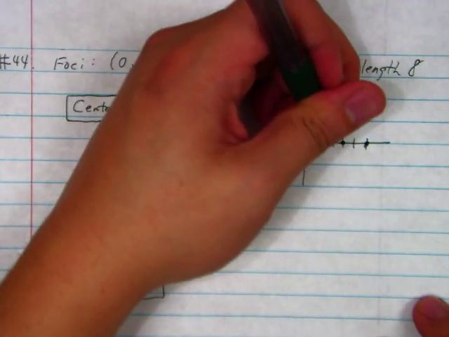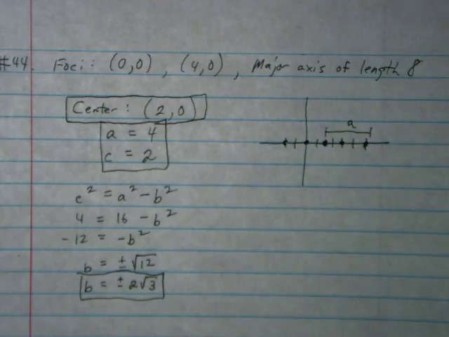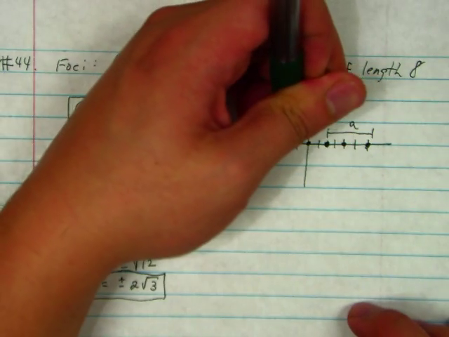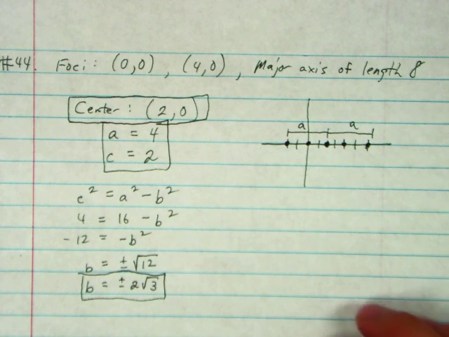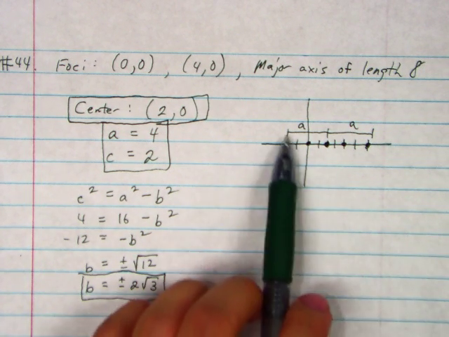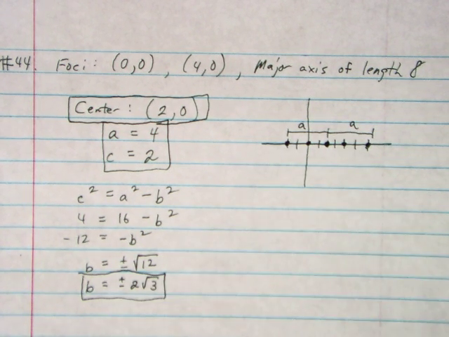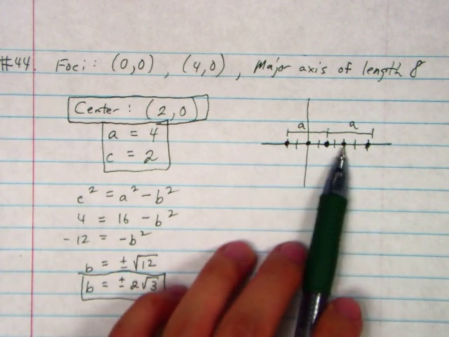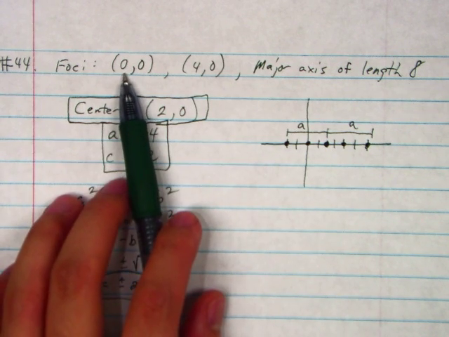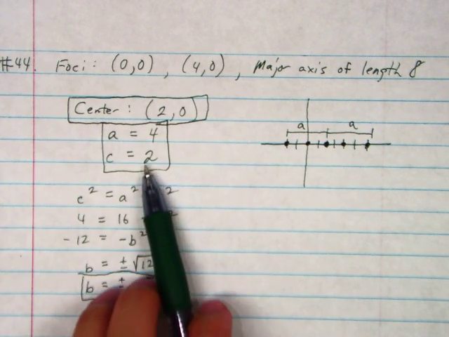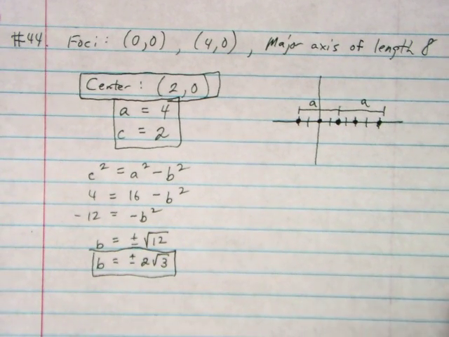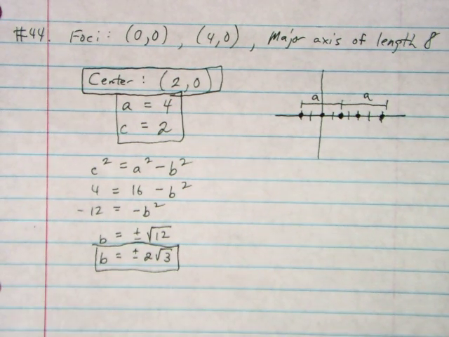Sorry about that, you guys. I know a is half of the major axis. Since this whole length is 8, I know that a is 4. And that goes for the same thing here. I know that the length here, for my foci, is 4. Half of that is 2, so that's my c. Again, to find my b, that's the equation I need to use. c squared equals a squared minus b squared.